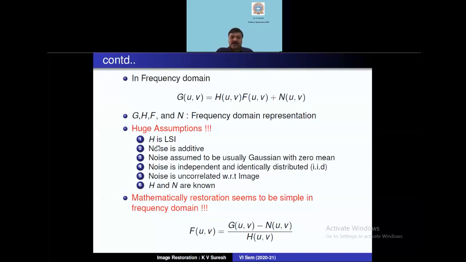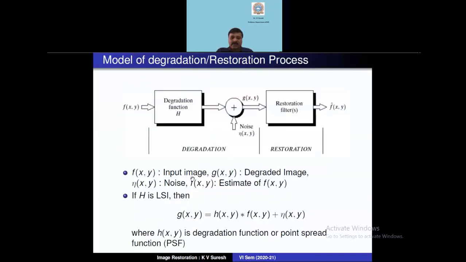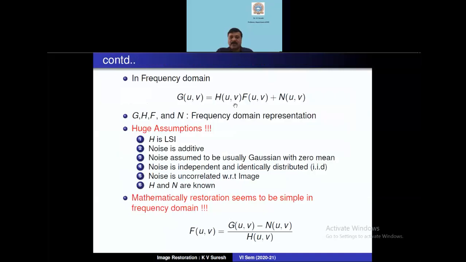That is why I said these are huge assumptions, because you cannot expect all this to happen. This is an idealistic scenario, but unless I make such assumptions, I cannot move, because this is a very complicated problem with a lot of unknowns. First of all, if I don't have this convolution, I don't think I can have this simple equation. So with these huge assumptions, if we move on, mathematically restoration is simple.